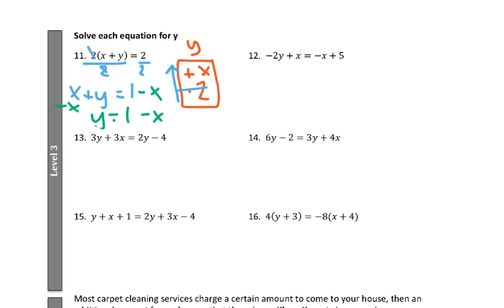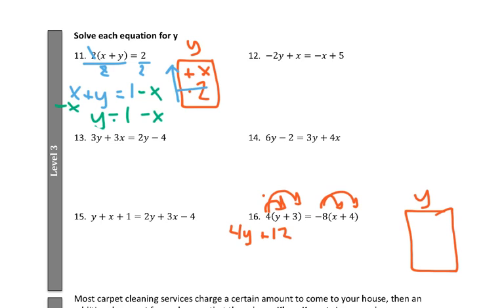Alright, let's come down here to this level 16, or question 16. I will do this in 2 different ways so that you can see it. The first way is I'm going to set up the box of doom, and I want to distribute first. Okay, I'm going to distribute both of these things. So that's going to give us 4y plus 12, don't forget, we need to do 4 times 3, equals negative 8x plus negative 32. Or you could write minus 32 if you prefer that.